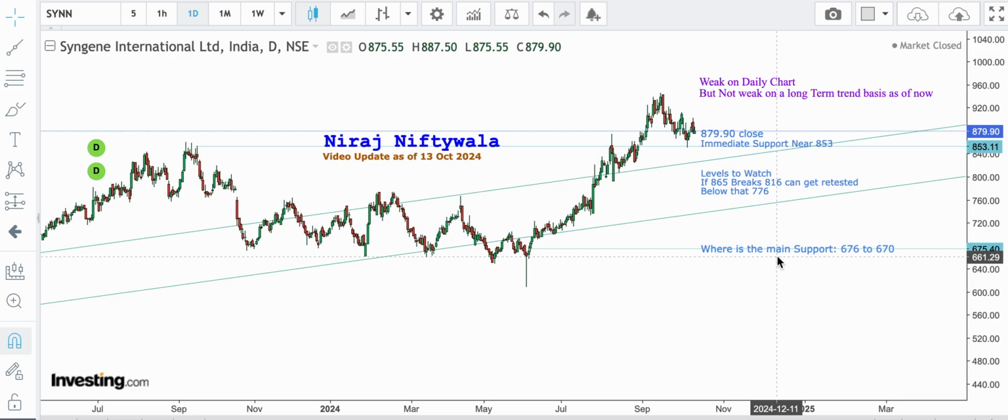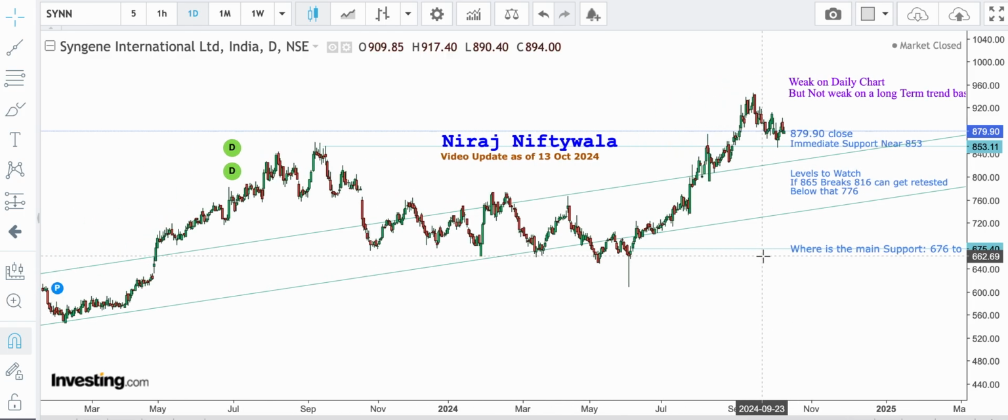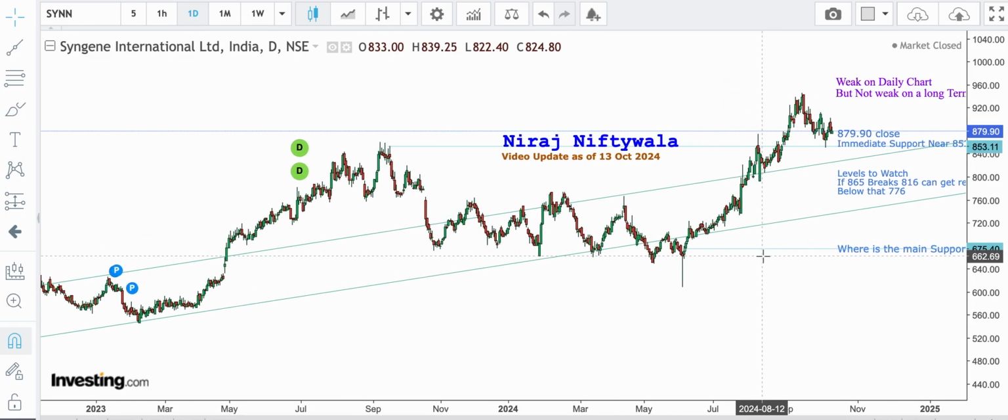Below 660 there will be a huge crash. 660 is the area where most investors will come, institutional investors will come and buy. 660, 670 is the area where even you should be looking at buying if Syngene International is available. And I think this is a very near term view after looking at a 2 year data of Syngene International.